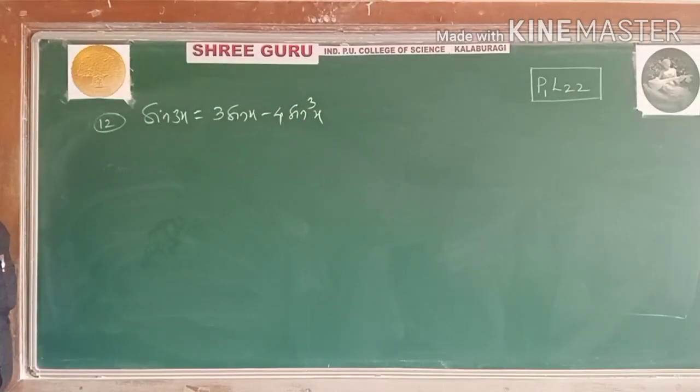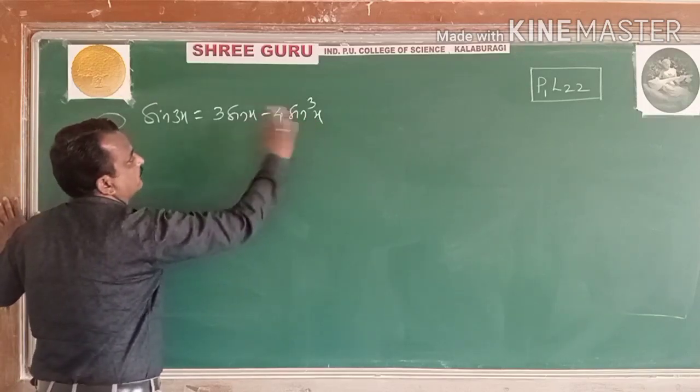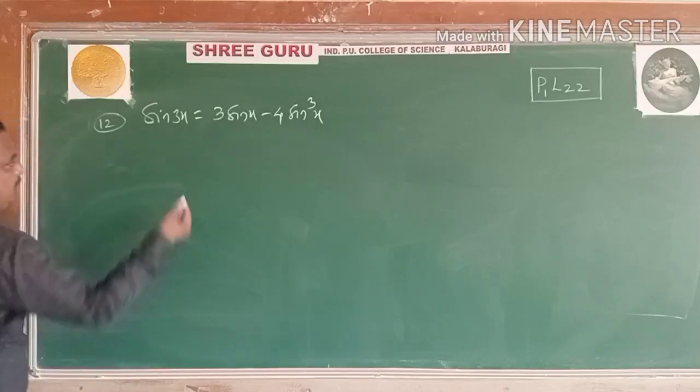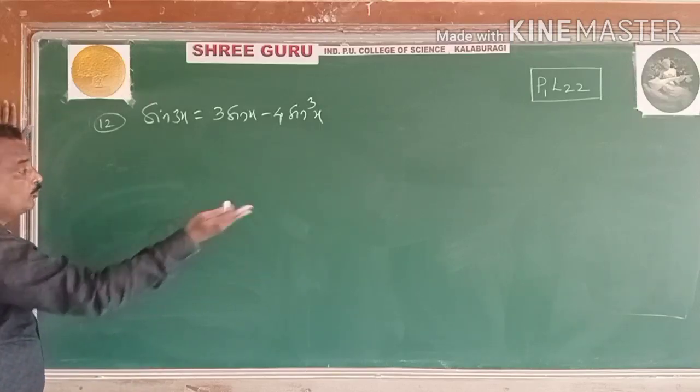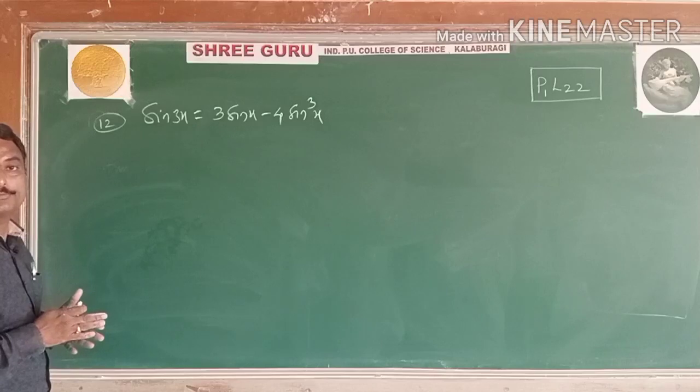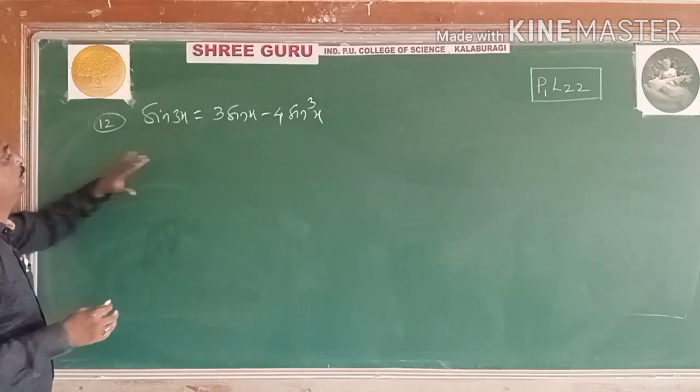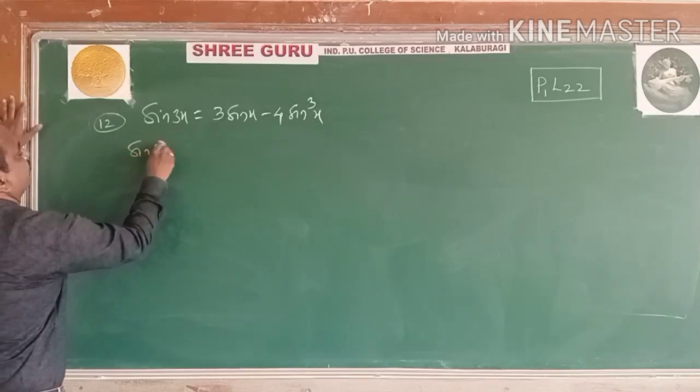Let us see, students, we will prove this one. Sin 3x is in terms of sin only, all the terms in sin. We have to prove it in terms of sin. Now see here, we have to use the sin 2x formula and some 2x formulas also, for sin 3x.